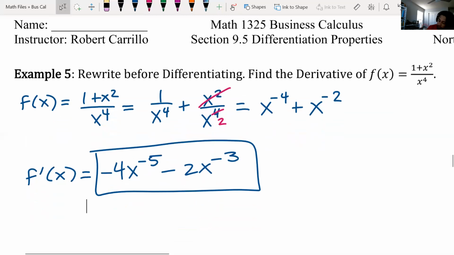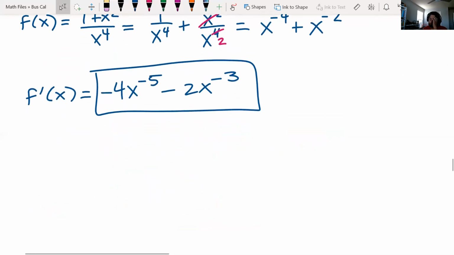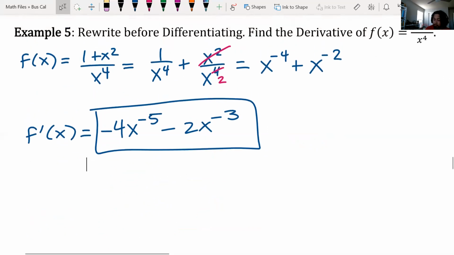Okay. Cool. So you must rewrite before you take the derivative. Any questions on that one?